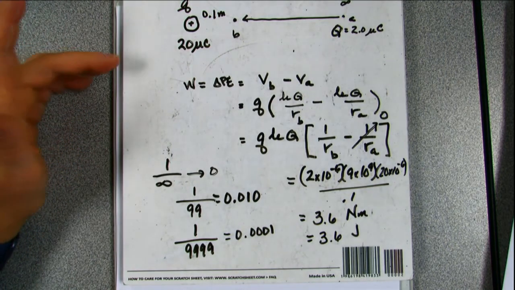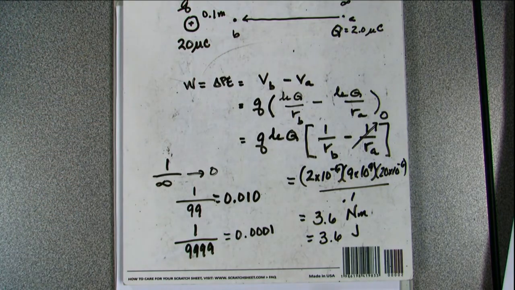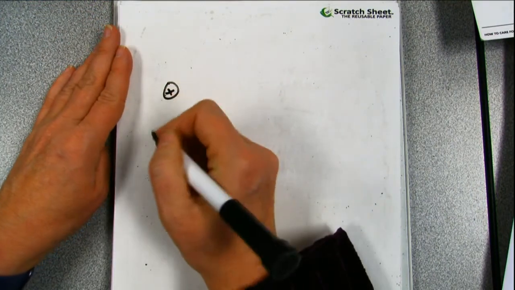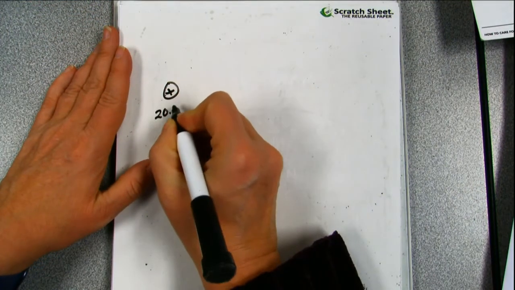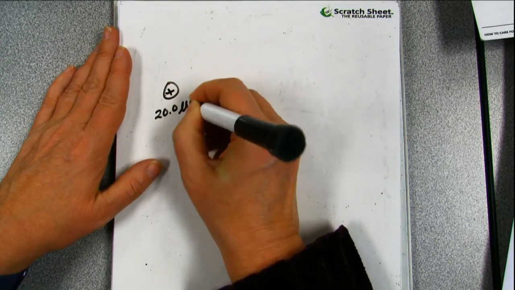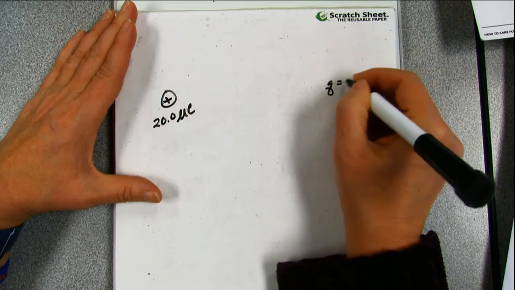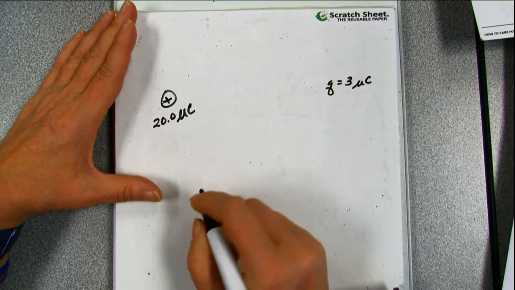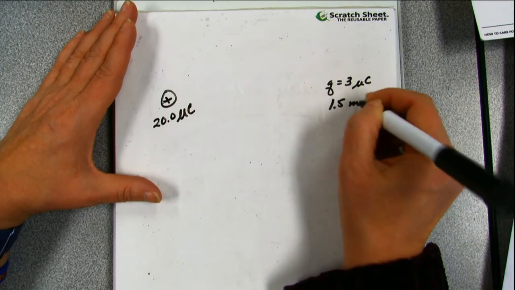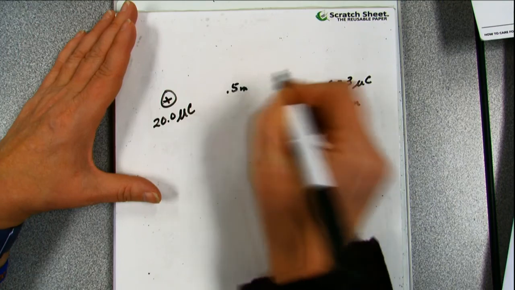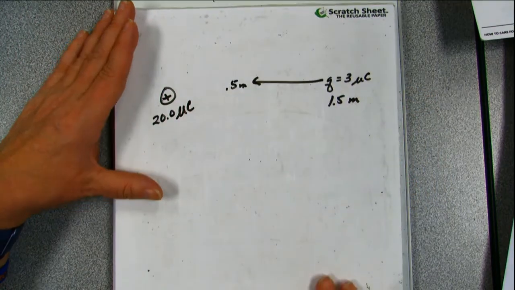We can do a lot of different problems that way, so let's do another one real quick, just to keep everybody honest. I've got a charge here that's 20 microcoulombs. We've got a little charge that's 3 microcoulombs. It starts at 1.5 meters away, and it's going to end up at 0.5 meters away. So we're going to bring it in from 1.5 to 0.5.